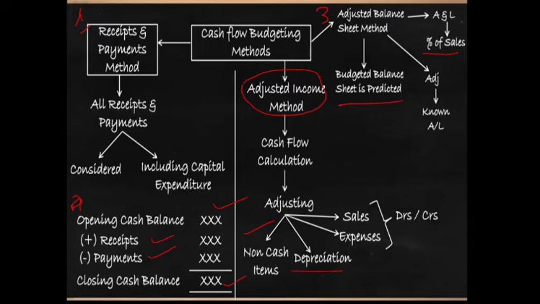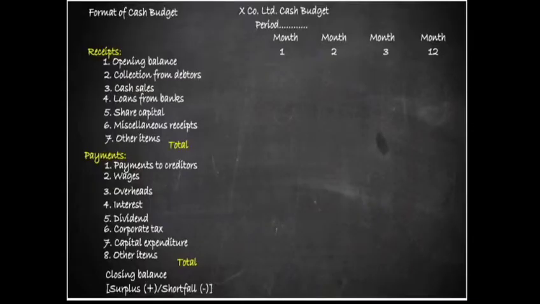So let's also understand the format of a cash budget. A cash budget is prepared for a period, generally short term, maybe up to 12 months. It will have receipts and payments, and it will start with the opening balance.